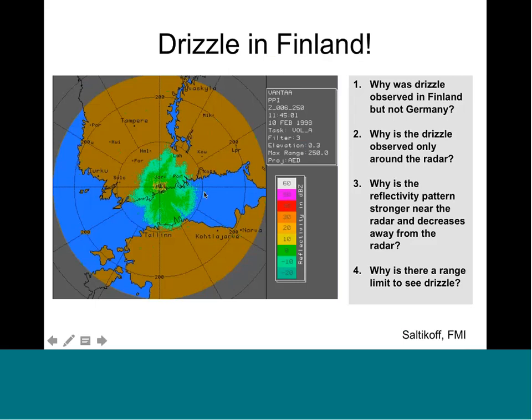Now you have range rings here. The maximum range here is 250 kilometers. So you're seeing this green echo, which is around anywhere from 0 to about minus 10 dBz, maybe even some minus 20s in there. So this is an example of drizzle. And so the question is, why was drizzle observed in Finland so well, but not in Germany? And another question is, why is the drizzle observed only around the radar and not farther out?